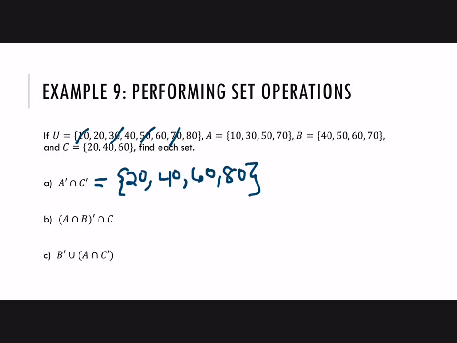All right, and I want to intersect that with C's complement. Okay, so now I'm going to look at U, and I'm going to cross off all of C's elements, 20, 40, and 60, and see what's left. Okay, so I have 10, 30, 50, 70, and 80.